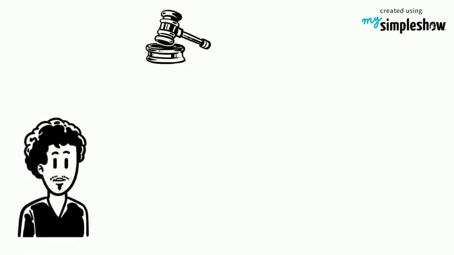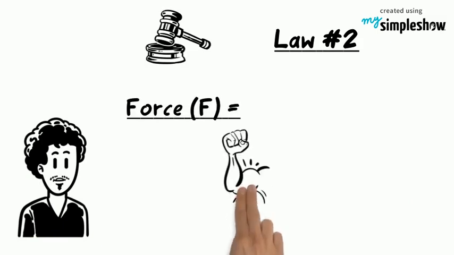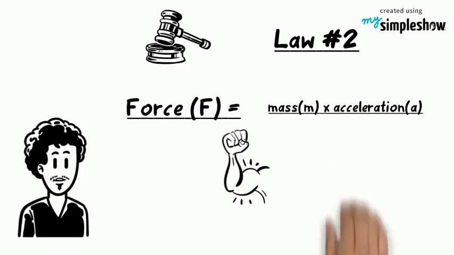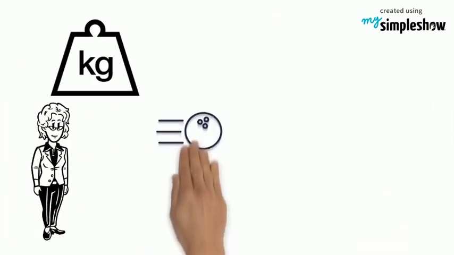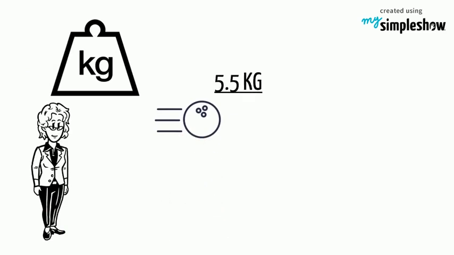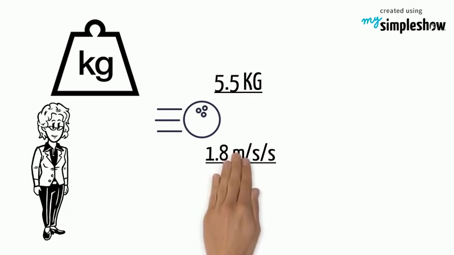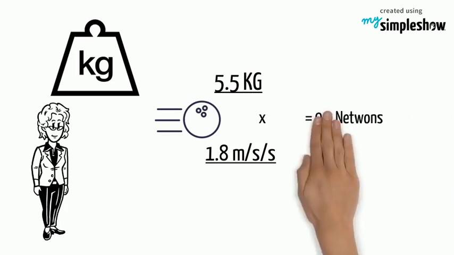Now on to the second law. Newton's second law states that in order to calculate the force applied on an object, you must find the product of the object's mass and its acceleration. The average mass of a bowling ball is 5.5 kilograms while the average acceleration of a rolling bowling ball is 1.8 meters per second squared. Thanks to Newton's second law, after multiplying these two values, we know that the average force applied on a bowling ball by a person is 9.9 newtons.